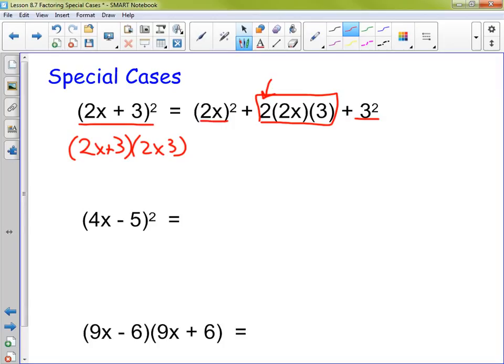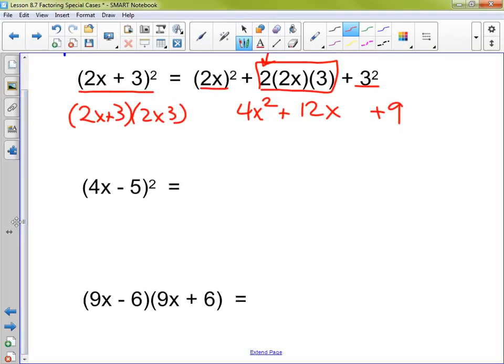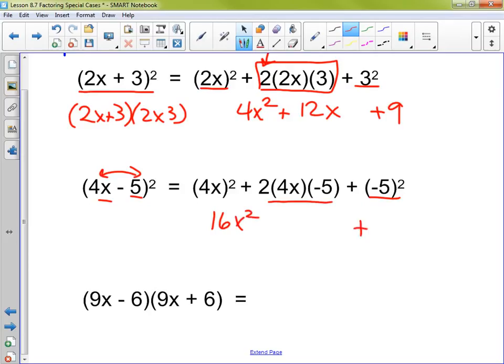So this special case becomes 4x squared plus 9, and the middle becomes 12x. The same was true when you have a subtraction, (4x - 5) squared. You're going to square the first term, square the last term, multiply the two together and double it. So this one becomes 16x squared, the last term is plus 25, and the middle term is minus 40x.